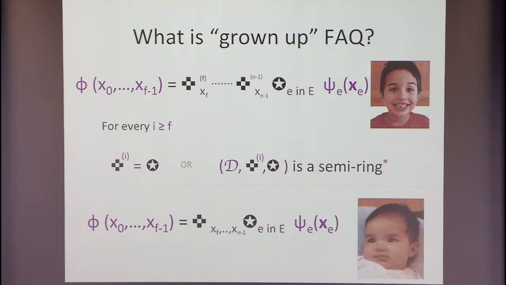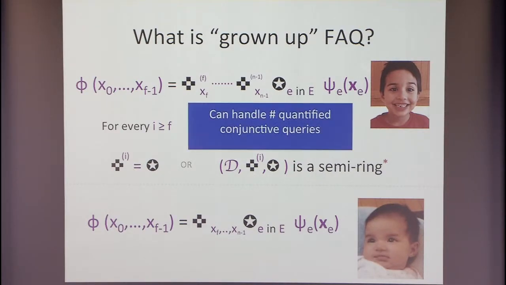Any questions on the definition? The multiplication is the same for all? The multiplication is also the same for all. Yeah. Only the addition can change. All right, so the reason why this grown-up version is interesting is that it can handle things like quantified conjunctive formulas. So you can do exists, for all, and you can also do count and stuff like that. So again, I won't go into the details. As I said, I'm going to focus more on the baby version today.